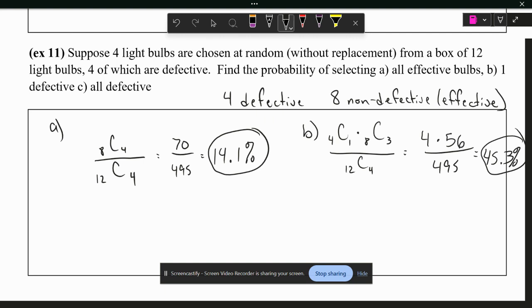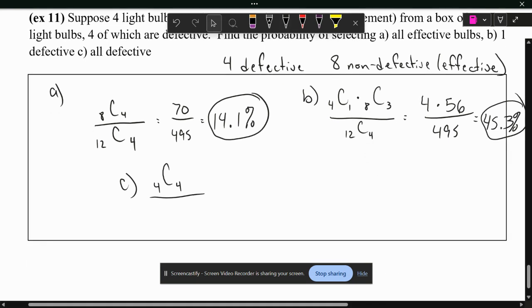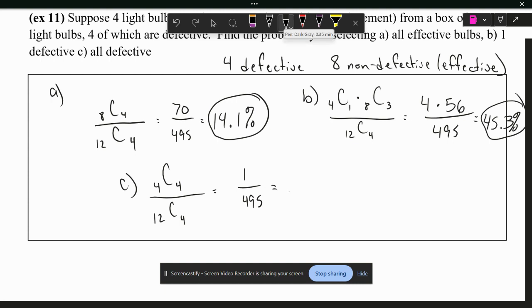So letter C. What happens if they're all defective? Well, then I've got 4. I'm choosing 4, hoping that they all don't work. I don't know why I would do that. And then 12 choose 4. So let's plug that in. 4 choose 4 is 1. So 1 over 495, which is going to give me 0.2%.